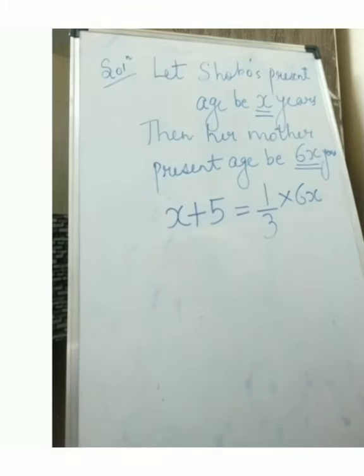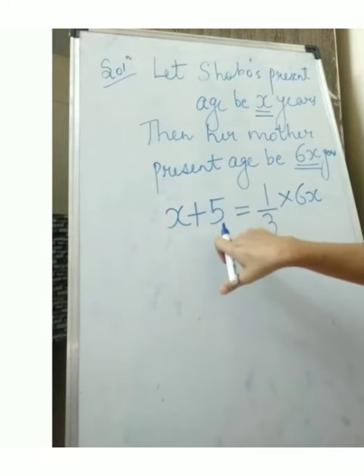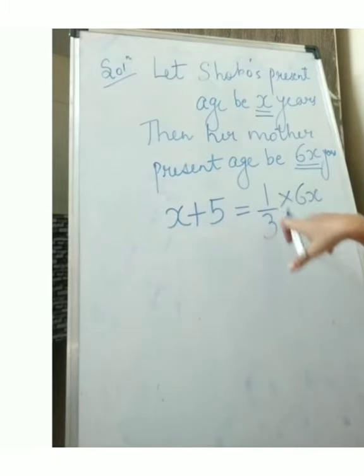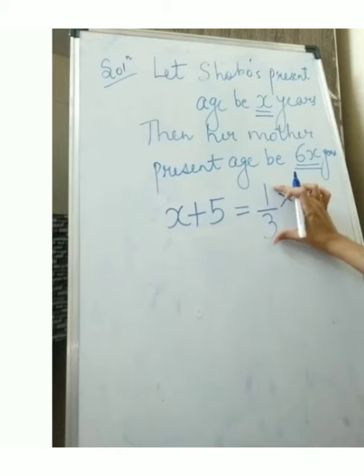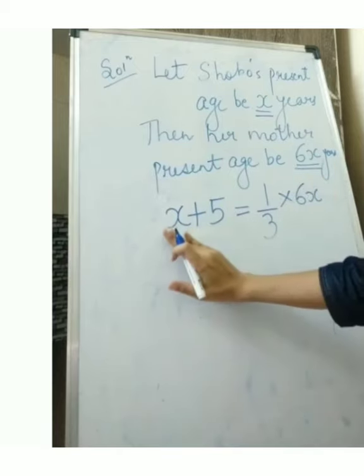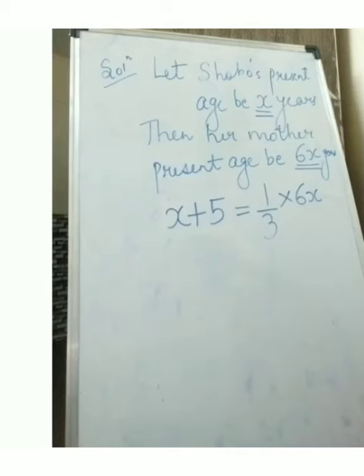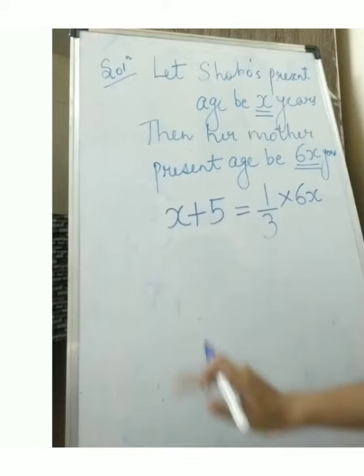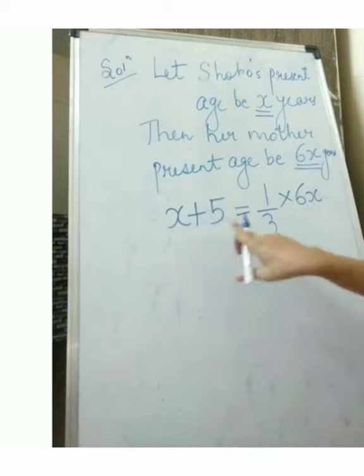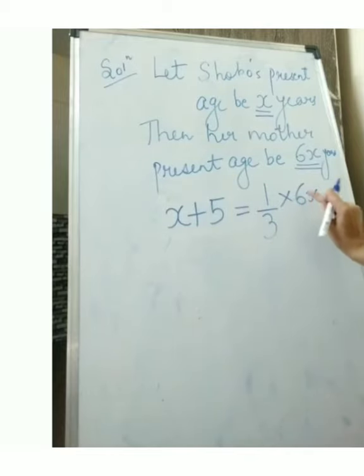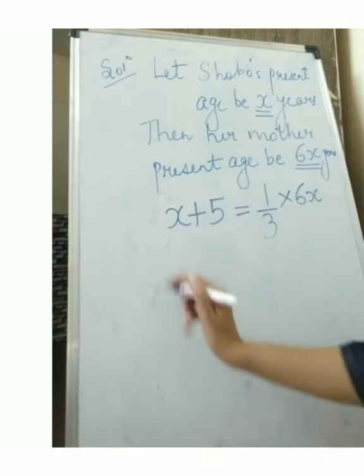I hope the equation is clear. Shobhu's age after 5 years is equal to 1/3 of her mother's present age. Her mother's present age is 6x, and we will multiply with 1/3 because it is given in the question. One more time I will discuss: Shobhu's age 5 years from now will be 1/3 of her mother's present age. I hope the equation is clear. If the equation is clear, now we can proceed further.